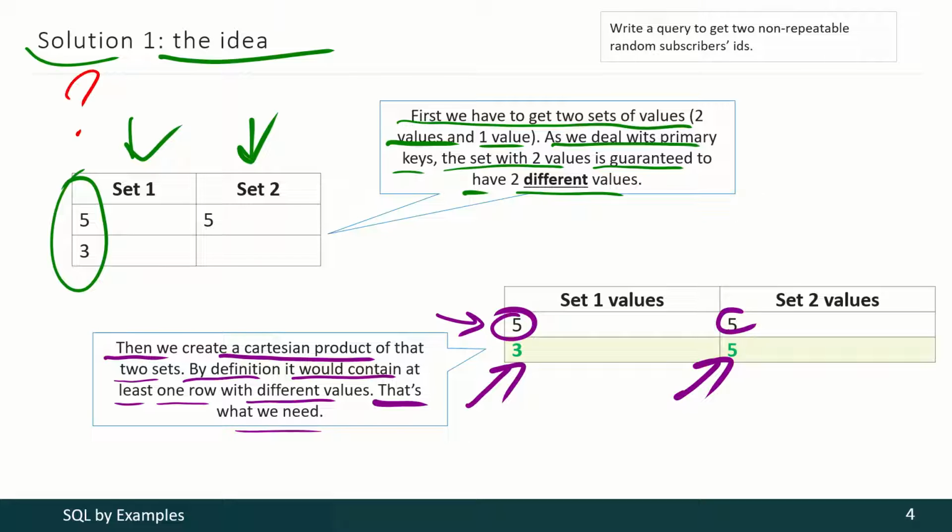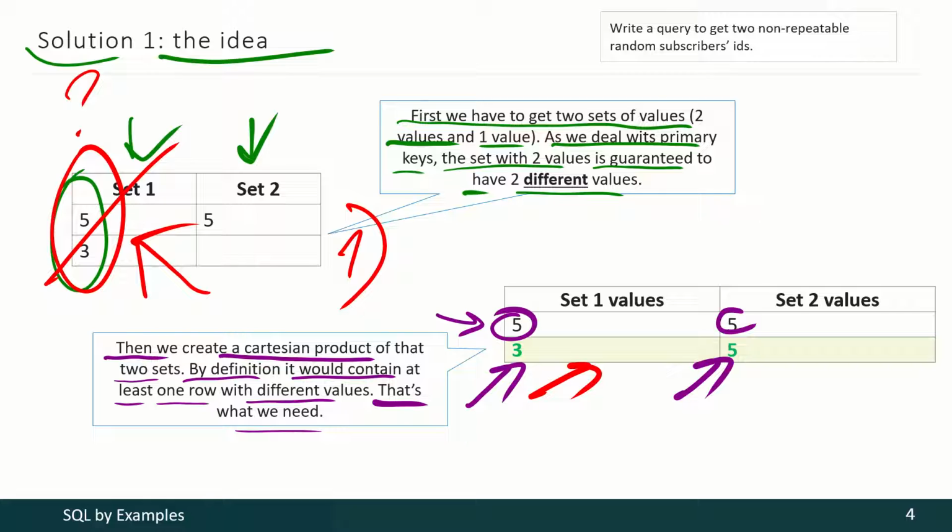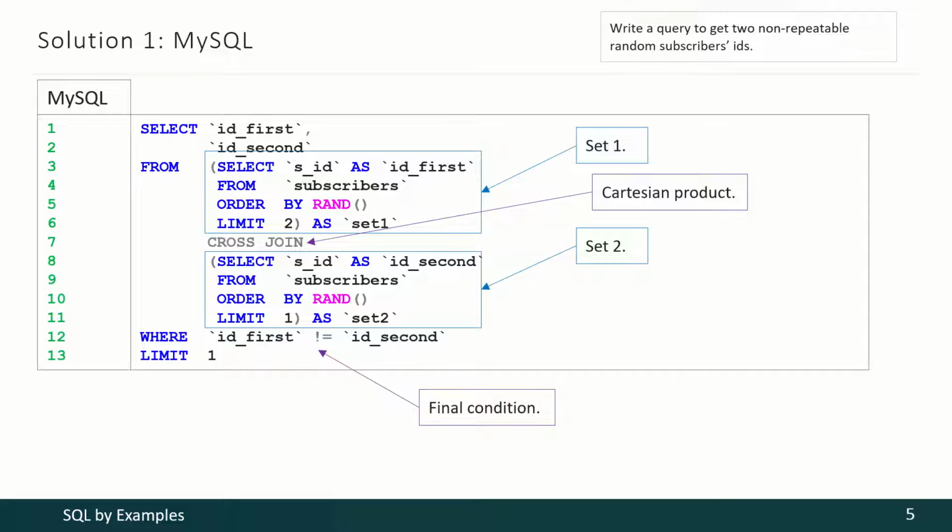One may ask, why don't we use these two different values, because we already have them. But the first idea is that we need those values in a row, not in a column. And the second idea is to demonstrate one typical mistake. We shall talk about that mistake in the second solution. Now let's proceed with SQL code, starting with MySQL.